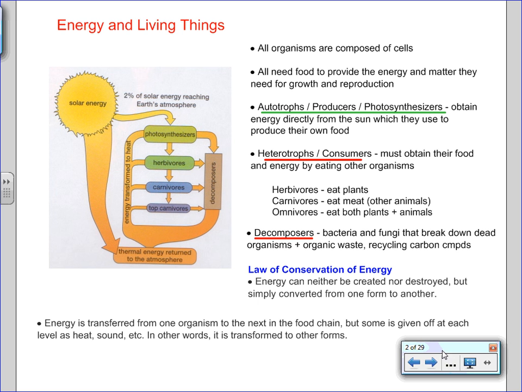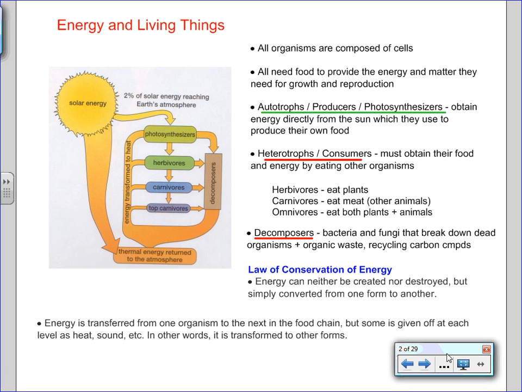This is a graphic from your textbook. It shows the hierarchy of energy in living things. As we remember from earlier sections, all organisms are composed of cells. They all need food to provide the energy and matter they need for growth and reproduction and other activities they carry out. You probably remember from junior high talking about the food chain and possibly about autotrophs and heterotrophs. Well, they have other names as well. So autotrophs are also known as producers or photosynthesizers.